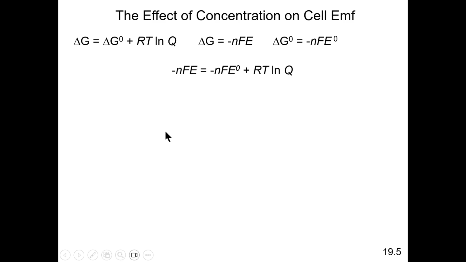Now, we know already that delta G is equal to minus NFE, and delta G standard is equal to minus NFE standard, right? So if we plug in this expression where delta G is, and this expression where delta G standard is, you're going to end up with this expression right here, and we can rearrange this to solve for E, which is equal to standard EMF minus RT over NF times ln Q. And this equation, as you can see here, is called the Nernst equation, all right?